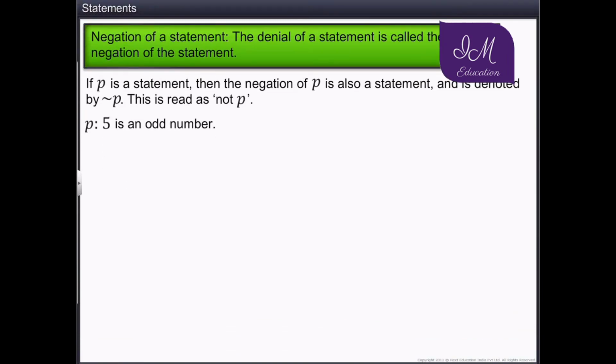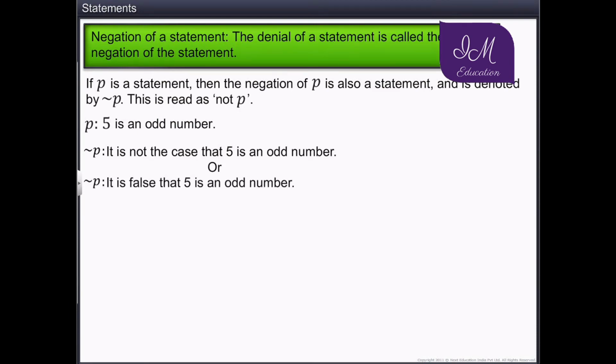The negation of P is either, it is not the case that 5 is an odd number, or it is false that 5 is an odd number. In other words, it can be written as 5 is not an odd number.